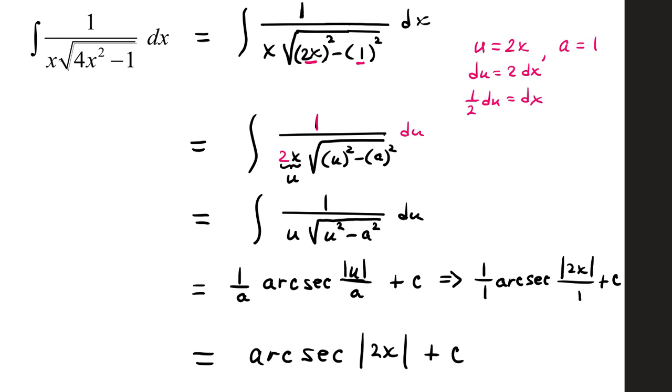Our integral formula is 1 over a arcsecant absolute value of u over a, and now we have values back up here for all of that. So we have 1 over a, which was 1, arcsecant absolute value of u, which is 2x. Again, a is 1. Everything's filled in, and on the last step we simplify. That is arcsecant of 2x, make sure it stays the absolute value, plus c.